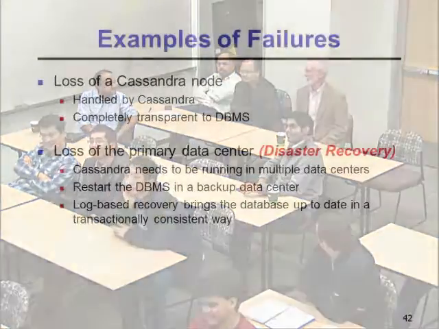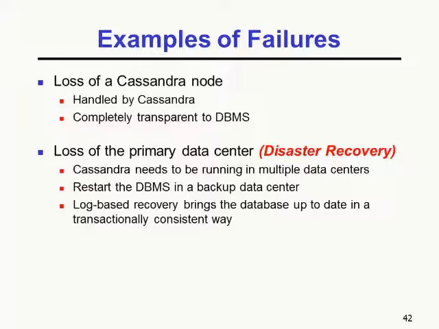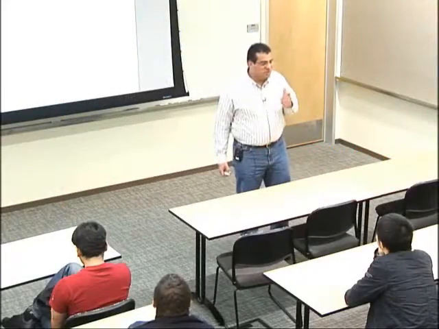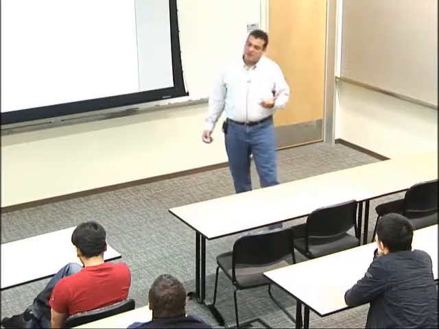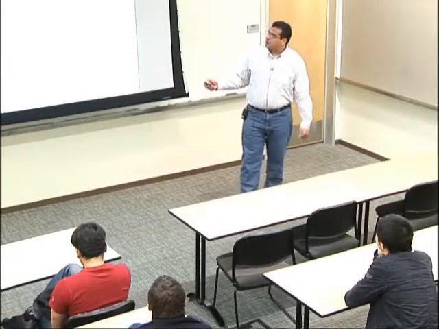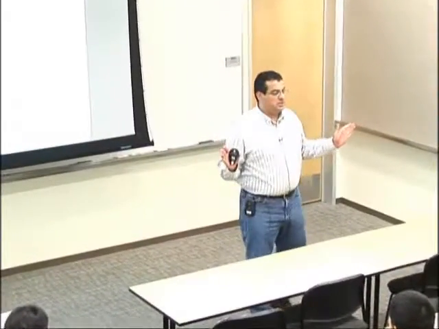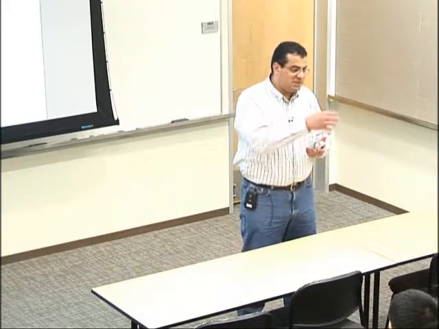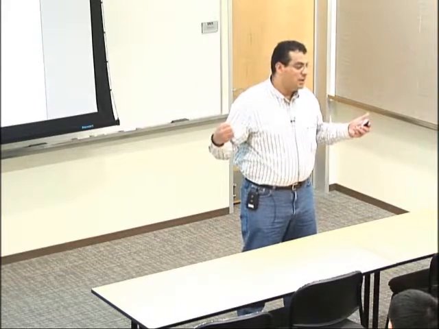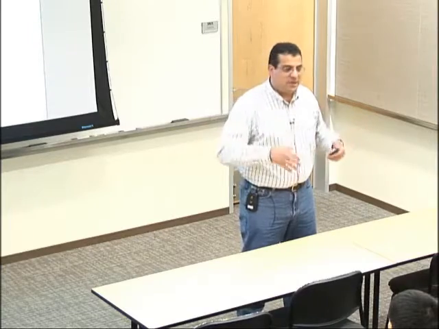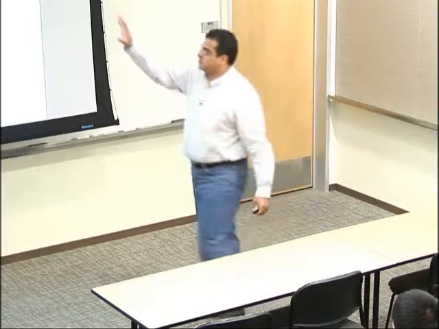Go on. So one of the goals we wanted to achieve when we started was to deal with failures. So what are examples of failures we can deal with? What happens when we lose a Cassandra node? If we lose a Cassandra node, that's completely transparent to the database system. It's handled by Cassandra. Cassandra detects when the node is down, and it takes it off the replication ring. And when the node comes back up, it catches it up with all the data it missed. So that's one advantage of using a system like Cassandra.